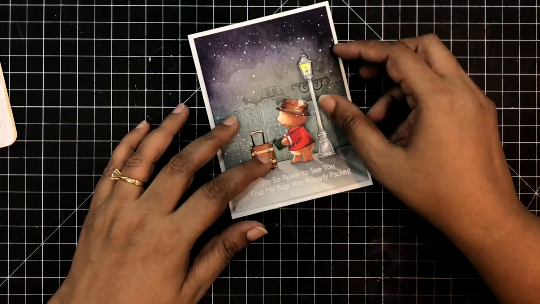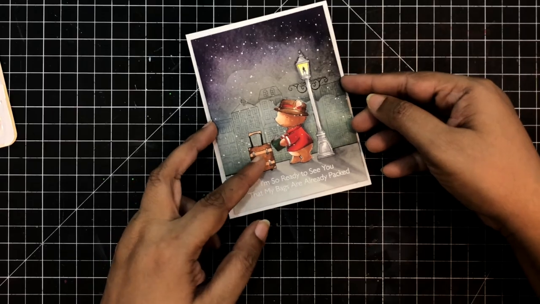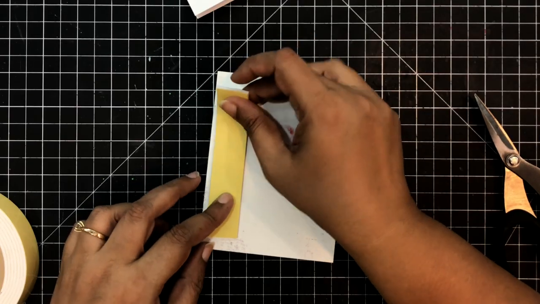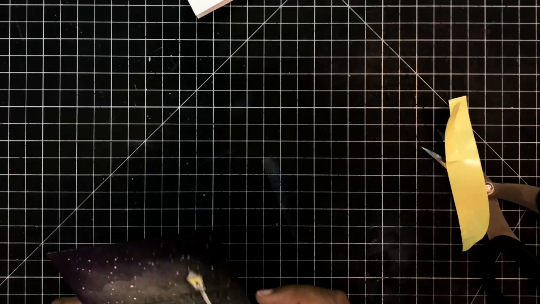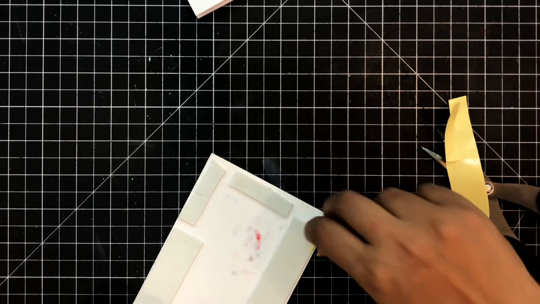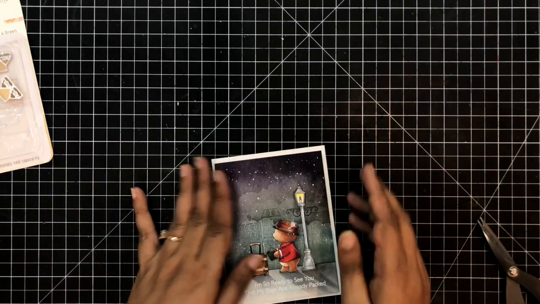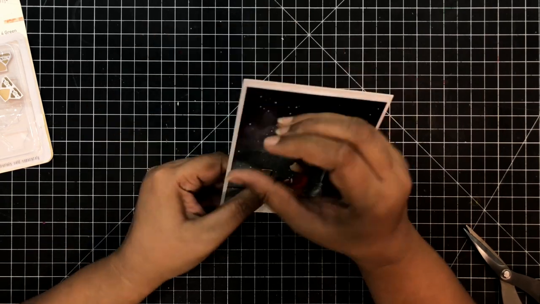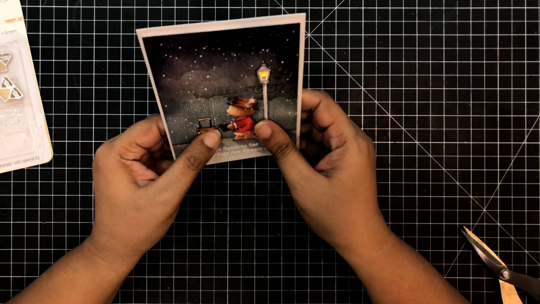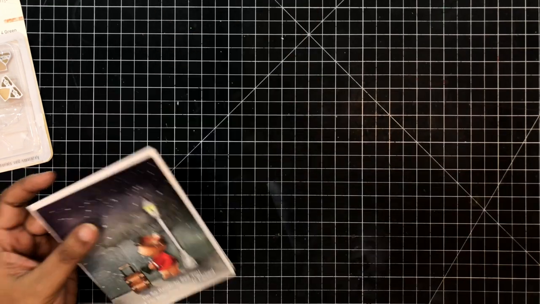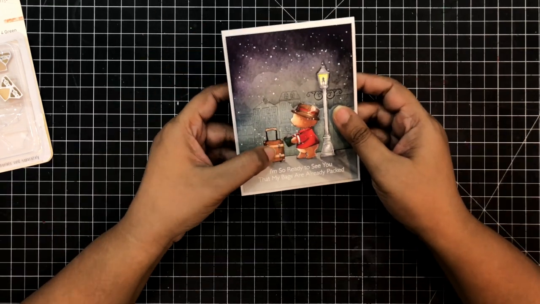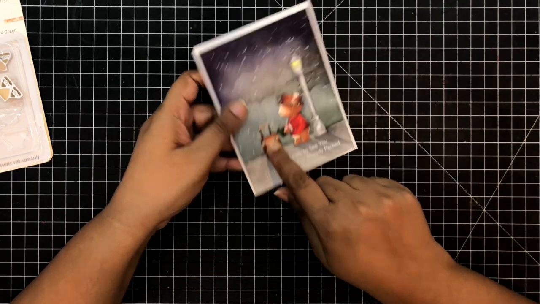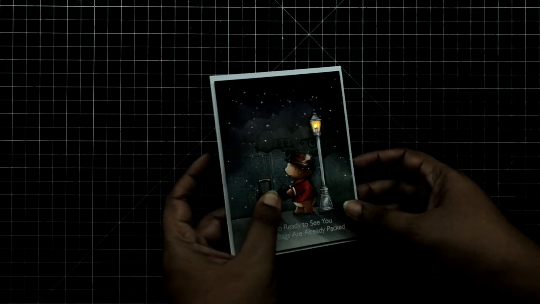So the circuit works perfectly well, and all that is left is to secure the card and give it a little height so that the circuit only works when we press it. So that little suitcase is our switch, and if we press it there, the candle in the light pole goes on and off, and I just love it. So this is the card.